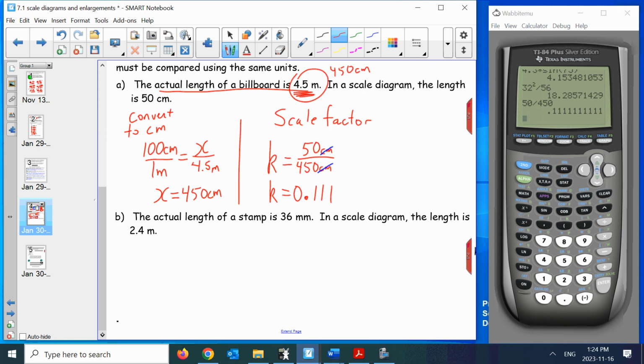Okay, the actual size of a stamp is 36 millimeters, but in a scale diagram, you drew a huge 2.4 meters. Some kind of huge poster. Son of a gun. We've got 2 different systems now. What do we want to go to? Everything in millimeters or everything in meters? It doesn't matter. You guys choose one. I'm going to ask someone to this side. Choose it. Millimeters or meters?